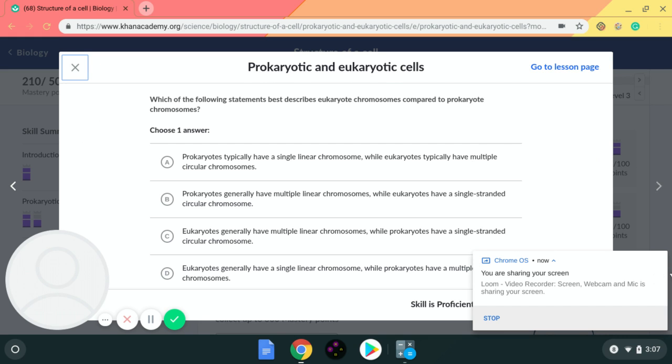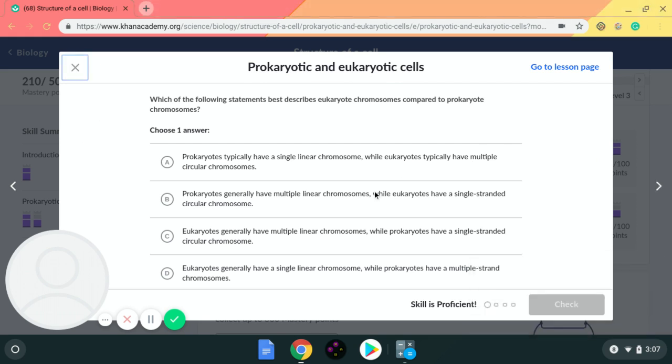And now on to the question. Which of the following statements best describes a eukaryote chromosome compared to prokaryote chromosomes? Prokaryotes tend to have a single linear chromosome, while eukaryotes typically have multiple circular chromosomes. Remember, they have more than one, so that's a no. Prokaryotes generally have multiple linear chromosomes, while eukaryotes have a single-stranded circular chromosome. That's not quite right either.